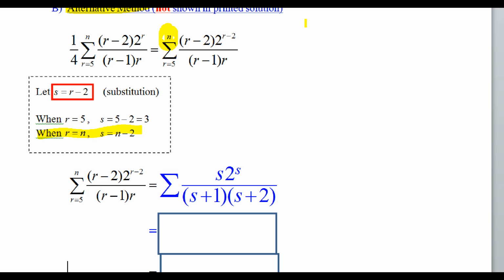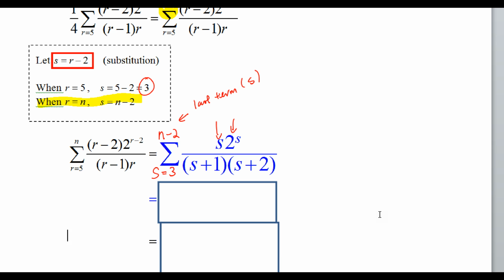So I change this to s, 2 to the power s, s plus 1, s plus 2, quite obvious. Then the lower limit, as I said, this is r equals to 3 here. And this is n minus 2. This is the last term. This is for s, sorry, can I change this a little? This is s. Alright?